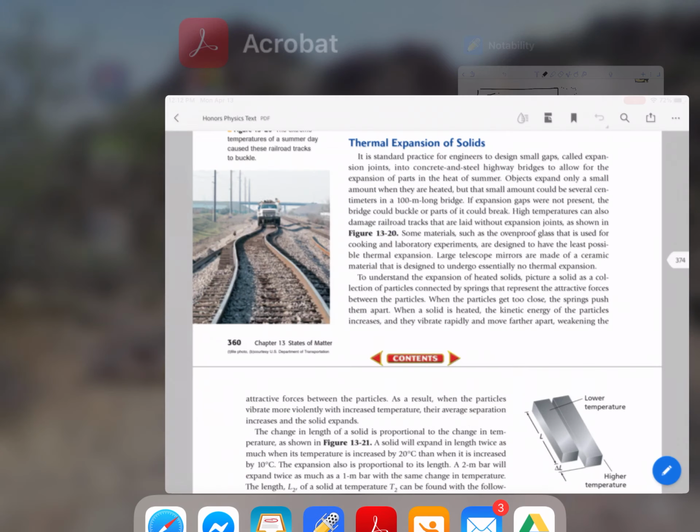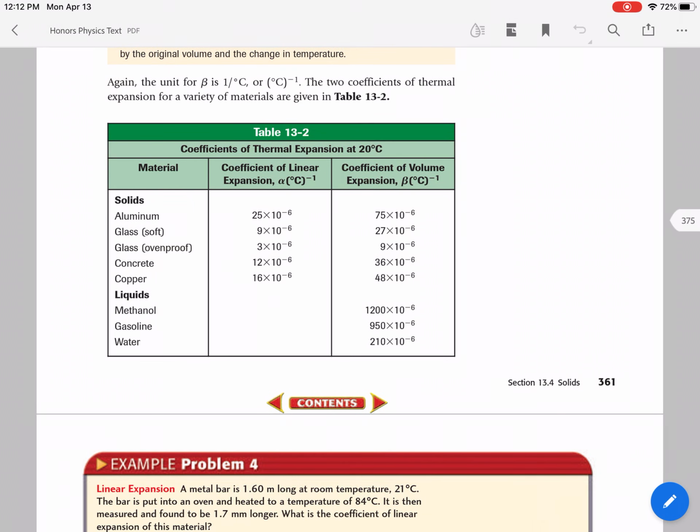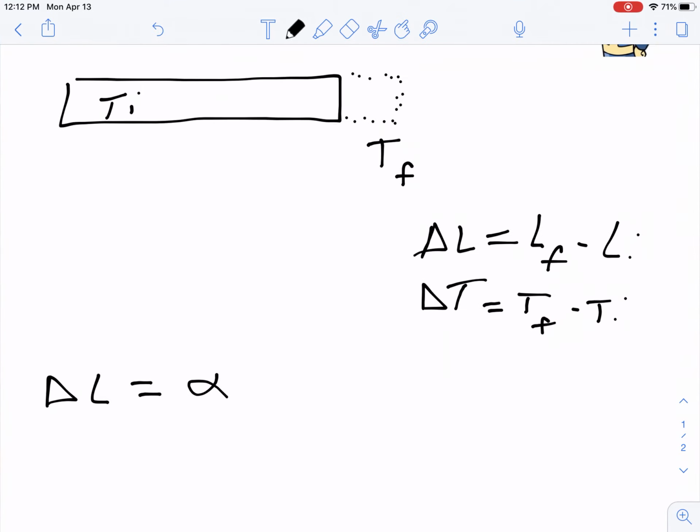The coefficient of linear expansion. And if you go to your textbook on page 361, you'll see at the bottom, table 13.2, and you'll see in the middle column the coefficient of linear expansion, alpha, for many objects. Aluminum, 25 times 10 to the minus 6. Glass, 9 times 10 to the minus 6, etc. Okay? So that is alpha. Alpha depends on the material itself, and it just describes the way in which the material responds to having heat applied and how it's going to change in size. Okay? So the Greek letter alpha represents the material that we're talking about.